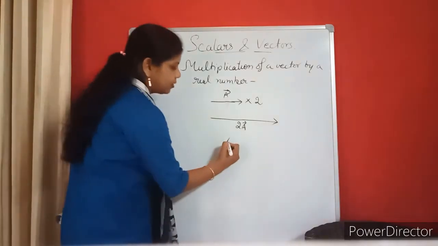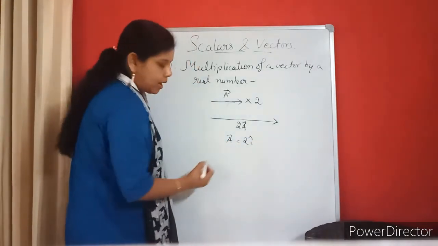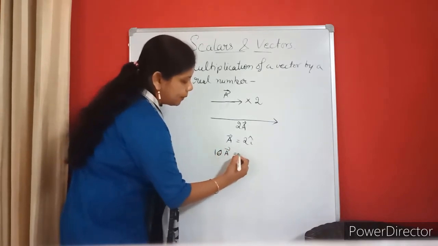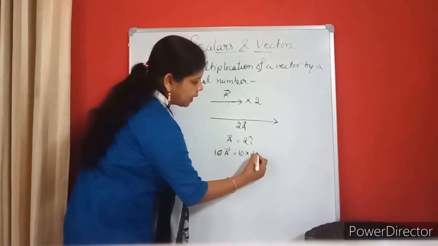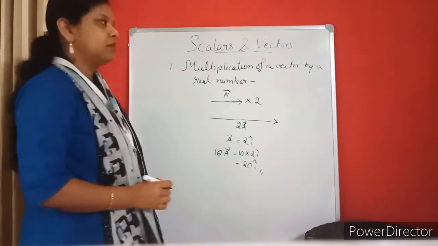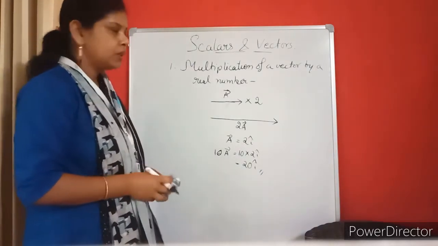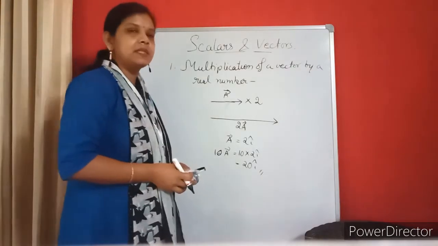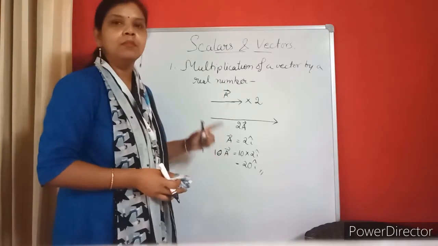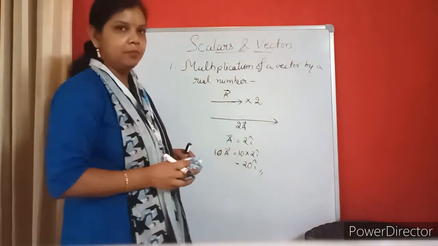Suppose I say vector A is equal to 2i cap. I have to multiply it by 10. Then what will happen? 10 into 2i cap, so it will become 20i cap. So this is my multiplication of a vector by a real number. If it is not a real number, if it is a scalar quantity also, then what will happen? It will be the same rule. So this is the multiplication of a vector by a real number.